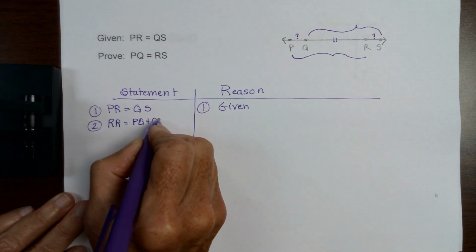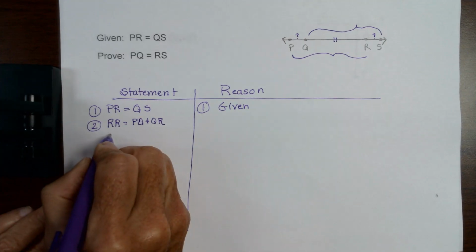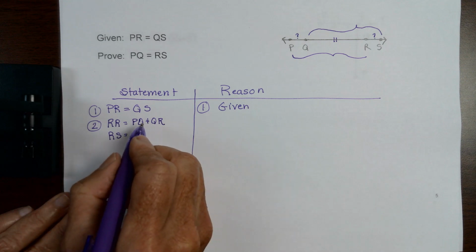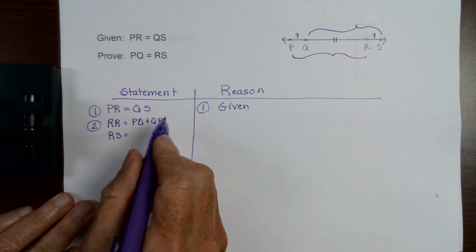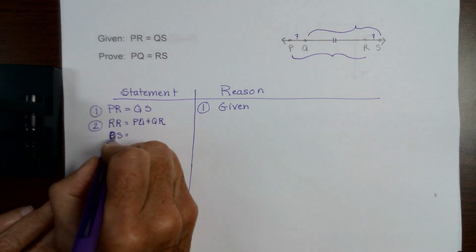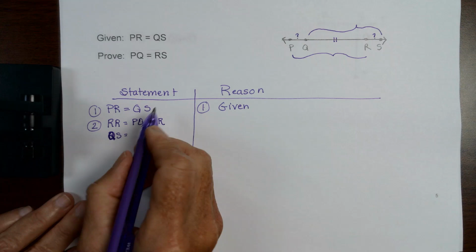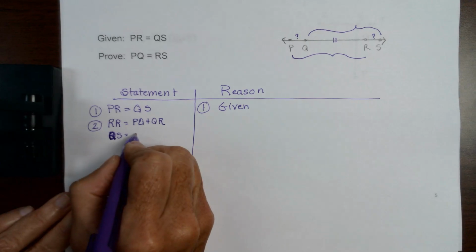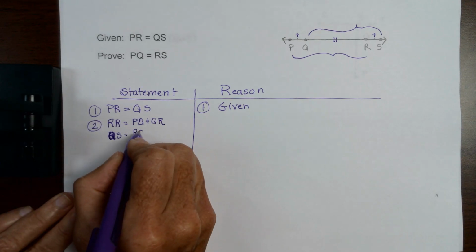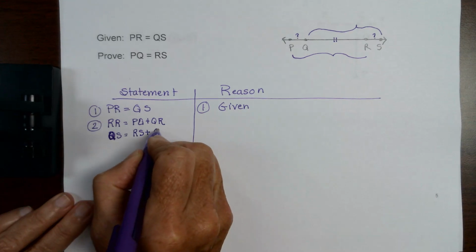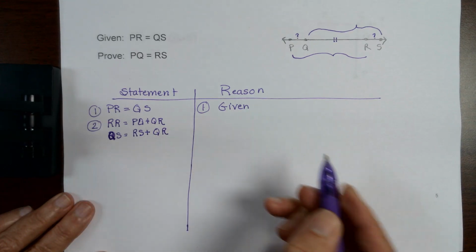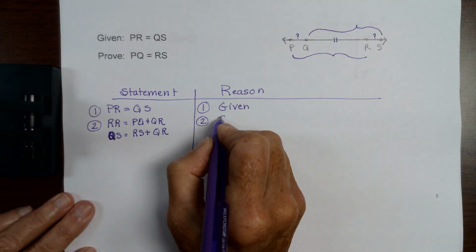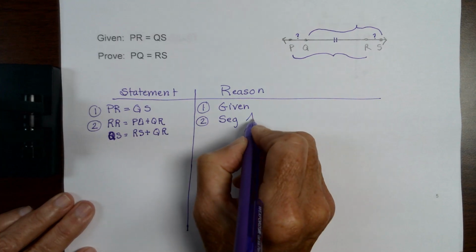plus QR, and at the same time I can say, oh wait a minute, not RS, QS, sorry about that. QS is equal to RS plus QR. Okay, and that is simply segment addition.